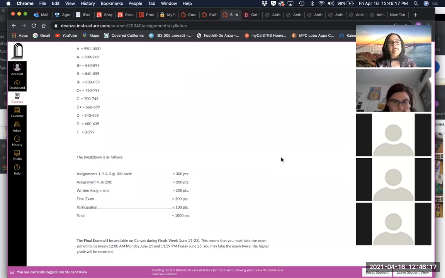And the assignments are broken up as follows. The first 3 assignments are worth 100 points each for a total of 300 points. The fourth assignment is worth 200 points. The written assignment, which I'll talk about in a moment, is worth 200 points. The exam is worth 200 points, and participation is worth 100 points for a total of 1,000 points.